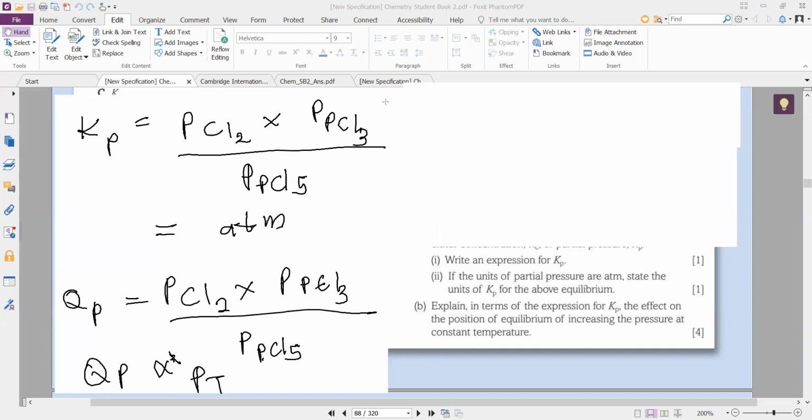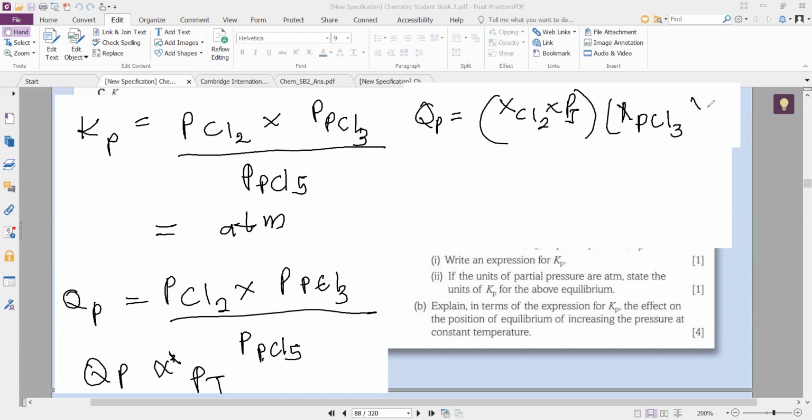Again, partial pressure of Cl2, you can write it as mole fraction of Cl2 into total pressure. Partial pressure of PCl3, you can write as mole fraction of PCl3 into total pressure. Again, partial pressure of PCl5, you can write it as mole fraction of PCl5 into total pressure.